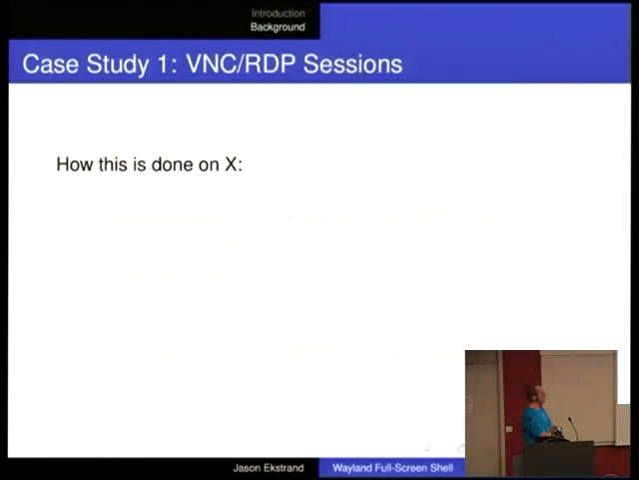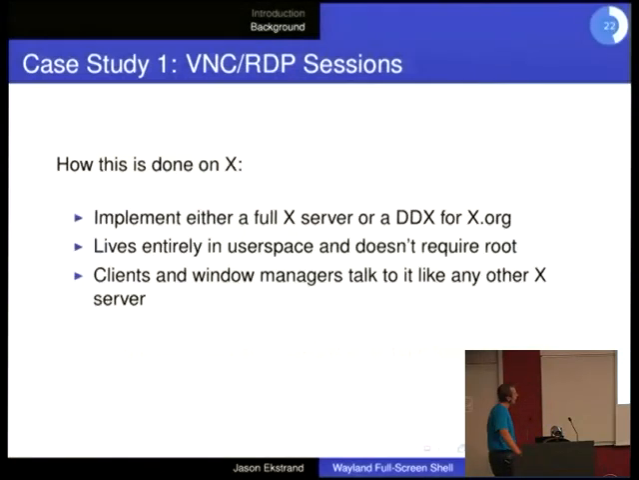So a couple of case studies as to where things start to not fit. One is what happens if we want to have a VNC or RDP session, so we want to have some sort of remote management of our system. In X, there's a couple of ways this is done. The way you classically do this is you write, hopefully you don't write a full X server, you write a DDX for X.Org, and that implements display over VNC or RDP and gets input over the protocol and talks to the clients just via X.